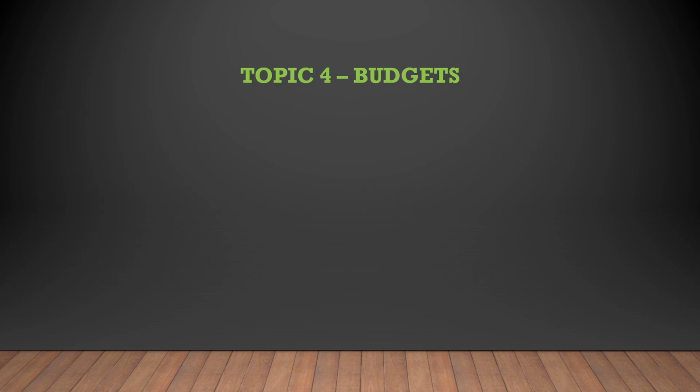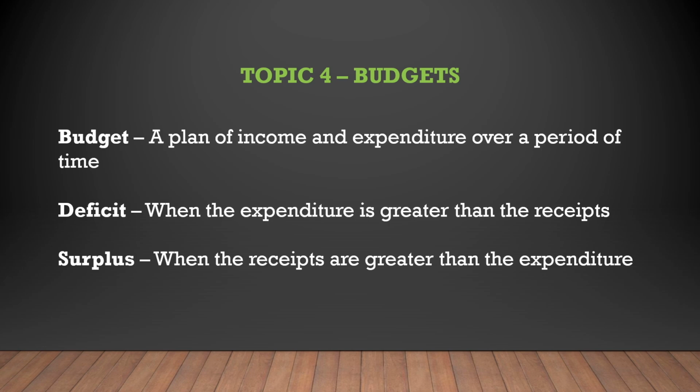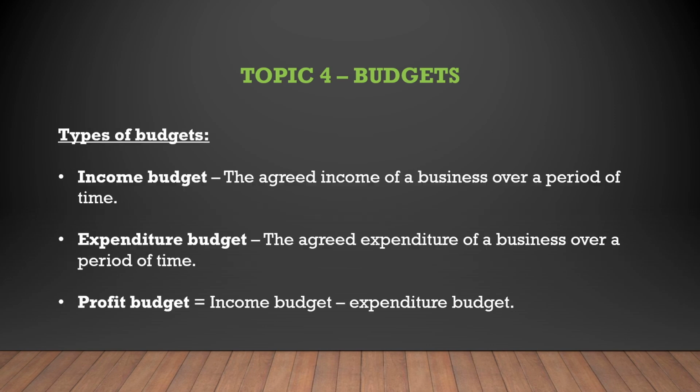Topic number 4, budgets. A budget is a plan of income and expenditure over a period of time, whilst a deficit is when the expenditure is greater than the receipts, a surplus when the receipts are greater than the expenditure. Types of budgets. There's an income budget, the agreed income of a business over a period of time. An expenditure budget, the agreed expenditure of a business over a period of time. A profit budget, which is the income budget minus the expenditure budget.